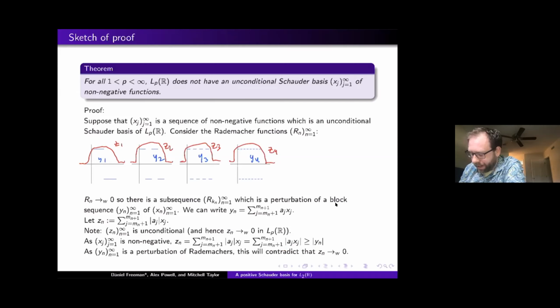And so we have our z vectors above the absolute value of y_n, and then you can see that z_n is not converging weakly to 0 now, because if you just integrate from the interval 0 to 1, you're going to get 1. And so z_n does not converge weakly to 0, but that's a contradiction because it is a block sequence, because it's an unconditional basic sequence. And so every unconditional basic sequence in LP converges weakly to 0. So that's our contradiction.